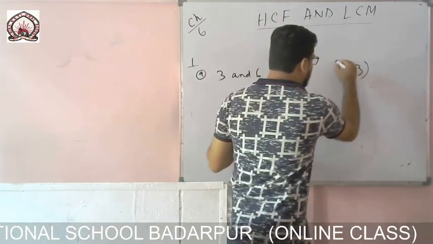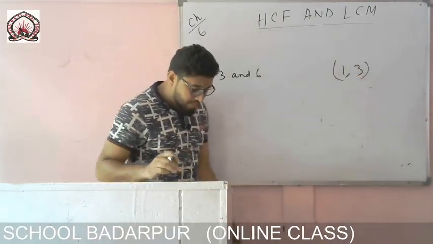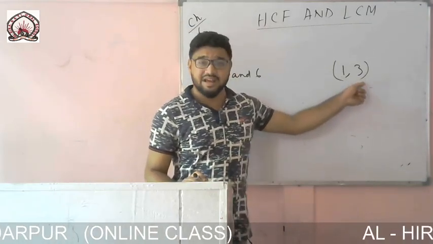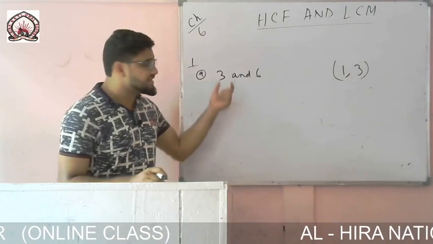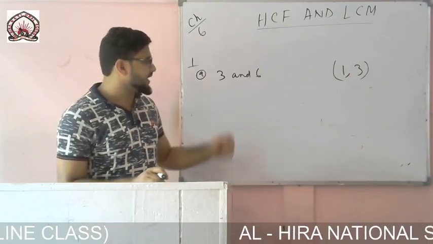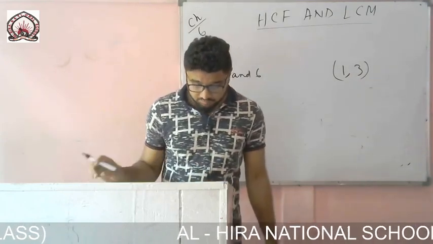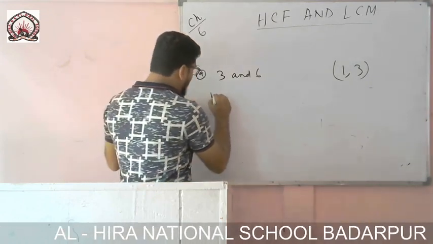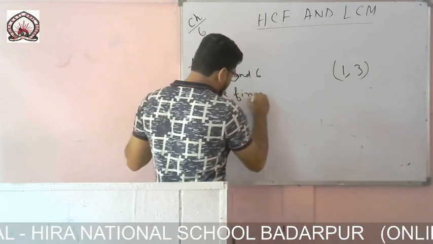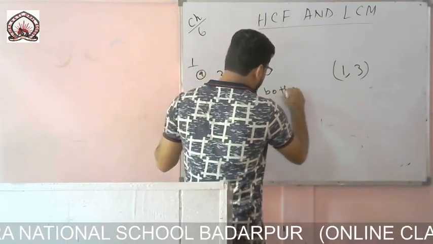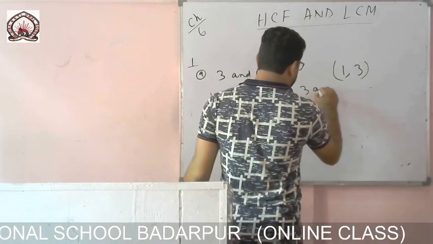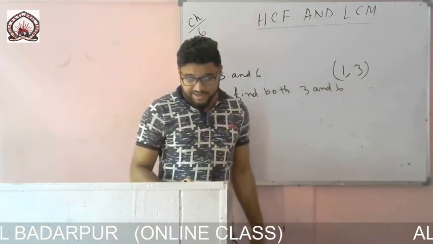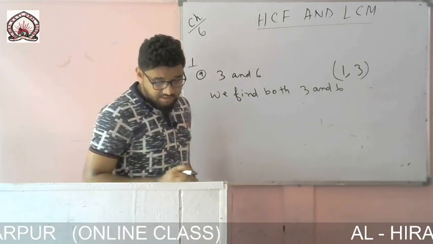So these are the two. From these two, which one is greater? Obviously 3 is greater. So 3 is the HCF of 3 and 6. Right. Answer: we find both 3 and 6.